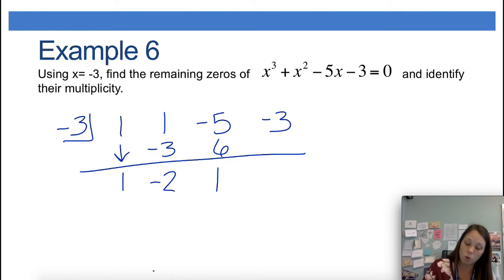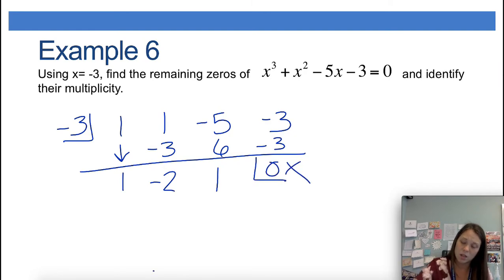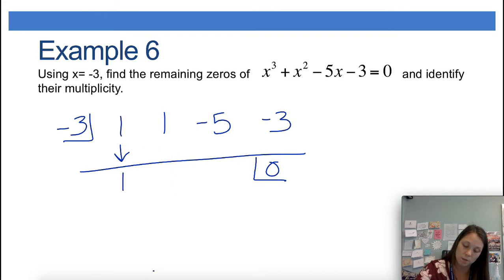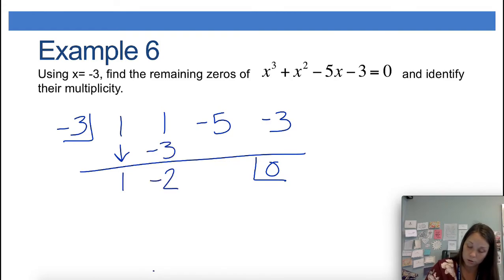And I did something wrong. You want to know how I know I did something wrong? Because when I do 1 times -3, I get -3, and that doesn't give me a remainder of 0. And if I do this correctly, I should get a remainder of 0. So let me do this again, and let's see what I did. Let's just try again. All right, 1 times -3 is -3. 1 plus -3 is -2.